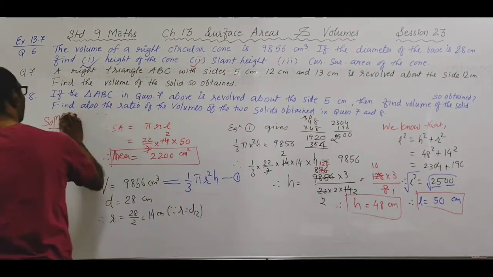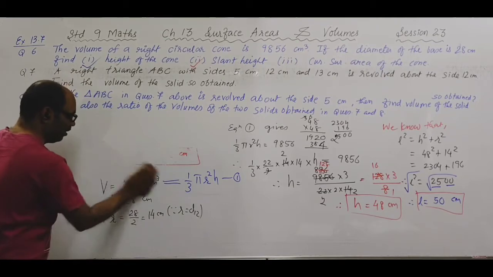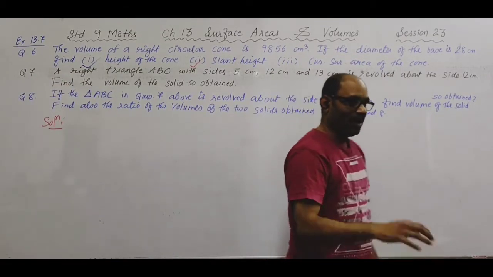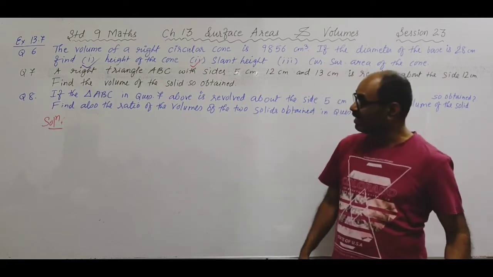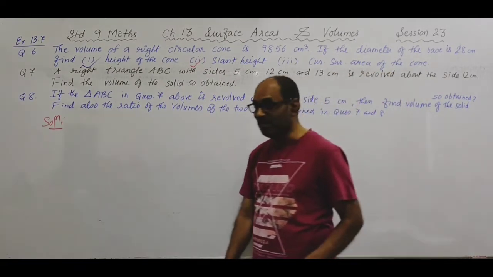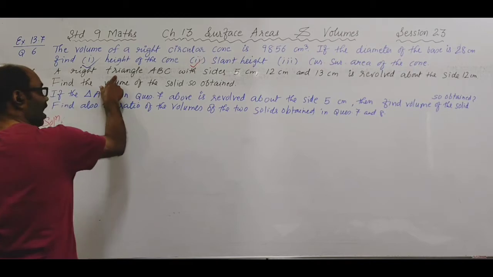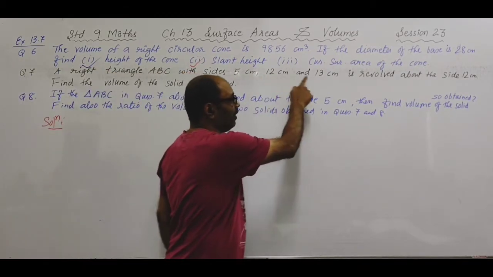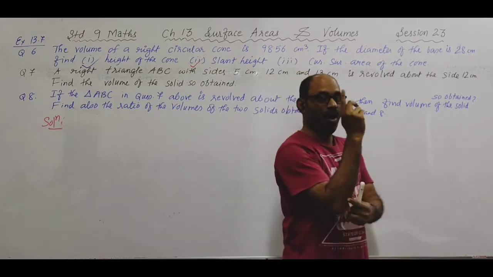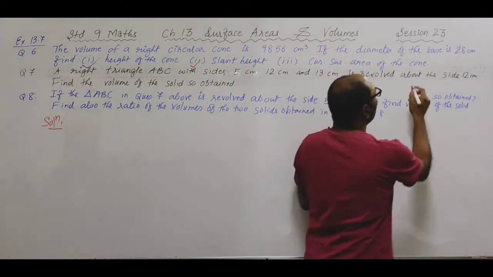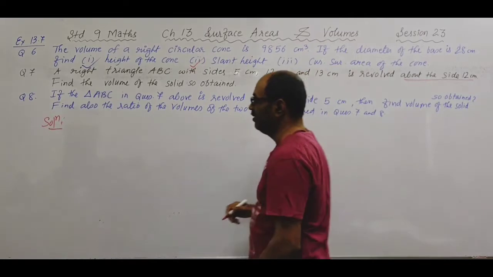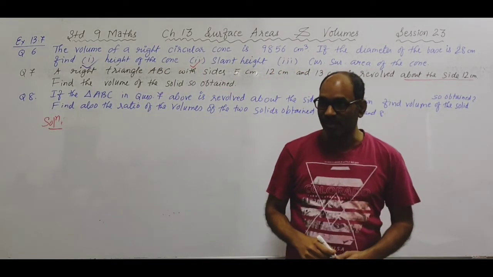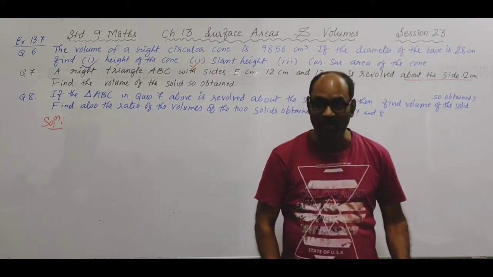Good. Now we'll see number 7. All right, children, let's move to the next one. Let's see what the statement is. A right triangle ABC with sides 5 cm, 12 cm, and 13 cm is revolved about the side 12 centimeter. Find the volume of the solid so obtained. Now this is interesting. A little bit of imagination is required.